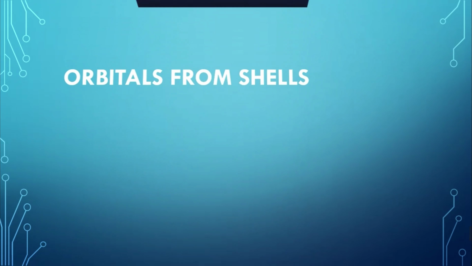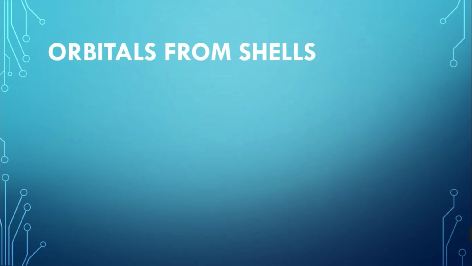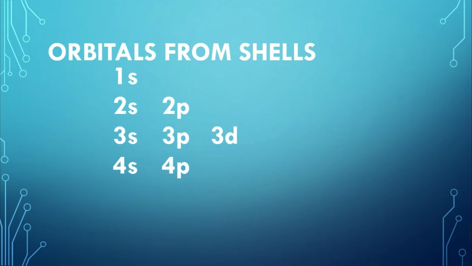Each shell has its own number of orbitals. The first shell only has one orbital, that is 1s. The second shell has two orbitals, which are 2s and 2p. The third shell has three orbitals in total, which are 3s, 3p and 3d. The fourth shell has four orbitals, which are 4s, 4p, 4d, and 4f. The fifth shell has five orbitals, etc.